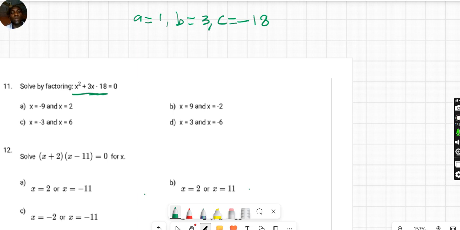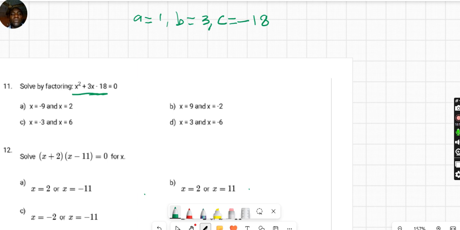So for this question, we are going to find two factors that when we add them, they will give us plus 3, because our B is plus 3. And when we multiply them, they will give us minus 18, because our C is minus 18. So, how do we find these numbers? It's not very hard. You can just use the prime factor method.